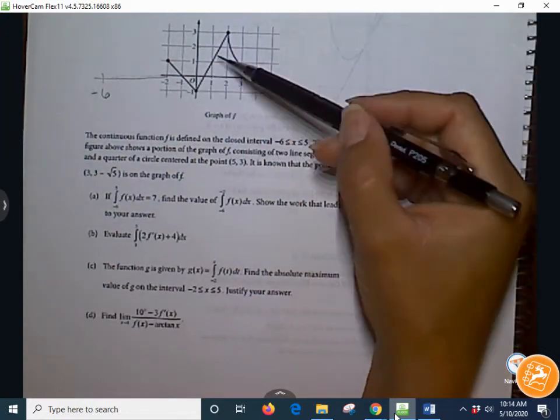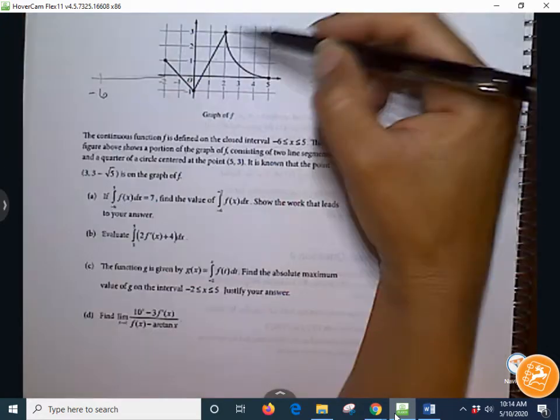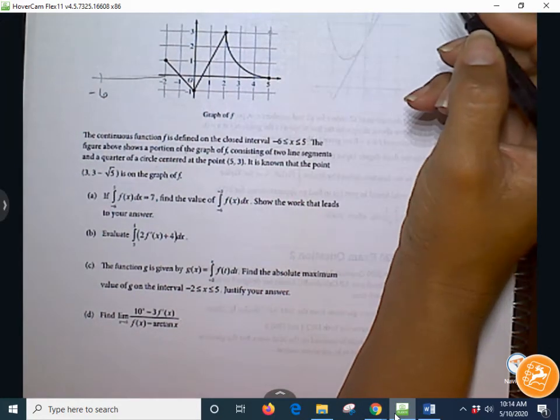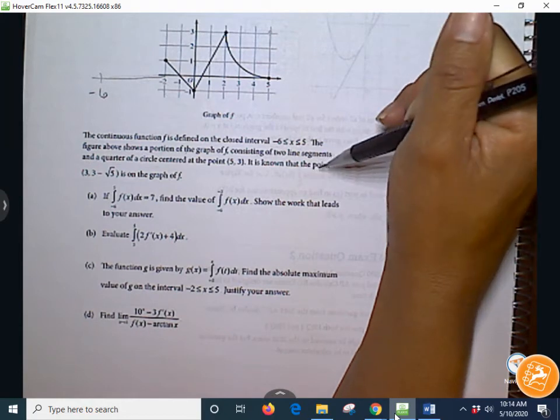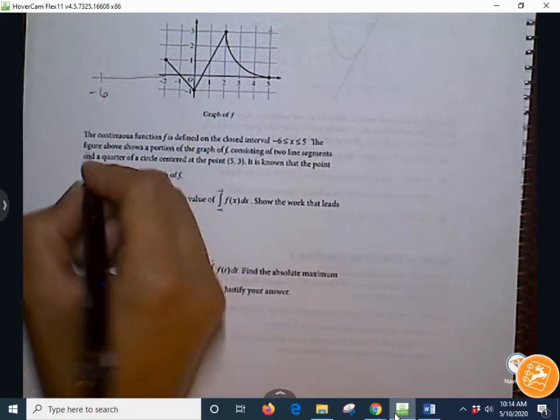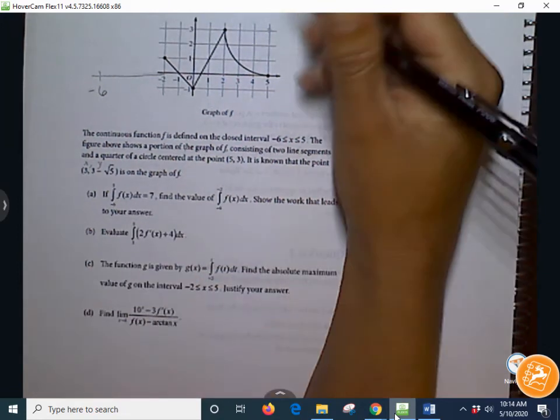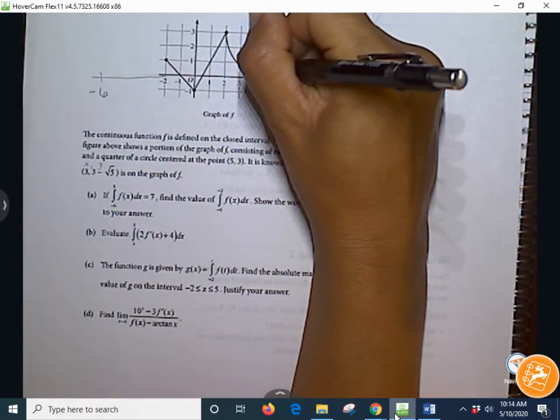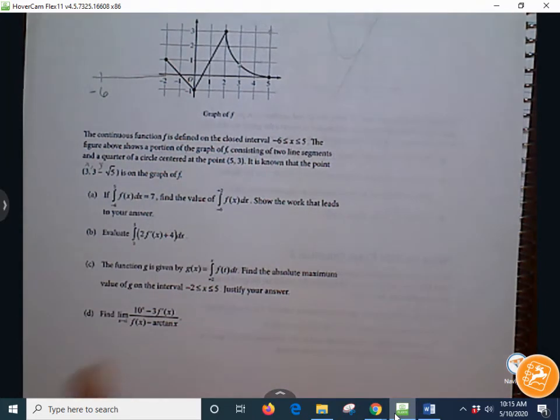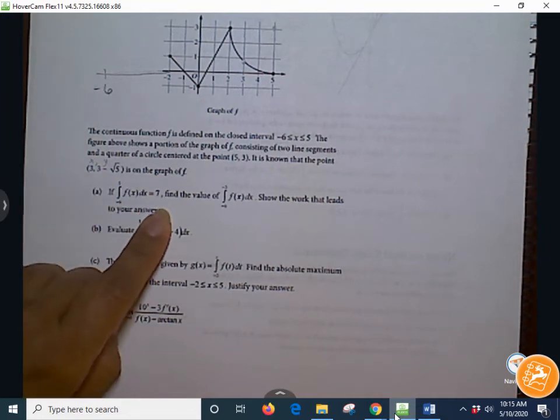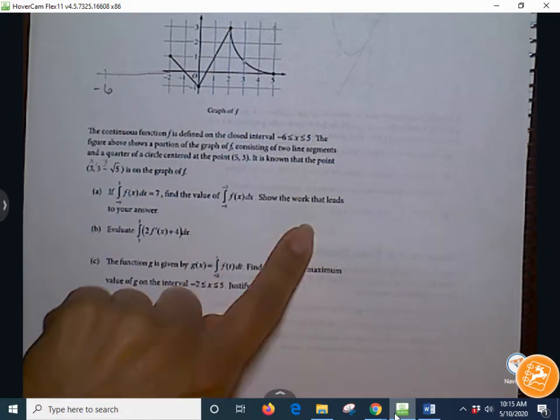Two line segments and a quarter circle, which I have, see? Centered at right there. And it is known that this point, this is an X and this is a Y, is on the graph of f. So let me locate that. Okay, so that's given. All right, so here we go. If the integral from -6 to 5 of f of x dx equals 7, find the value of this. Show the work that leads to your answer.